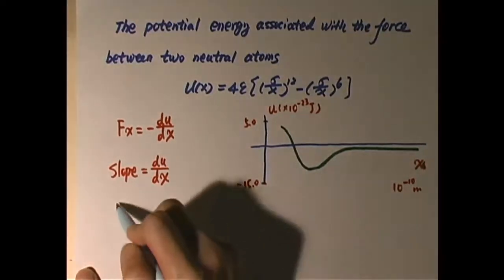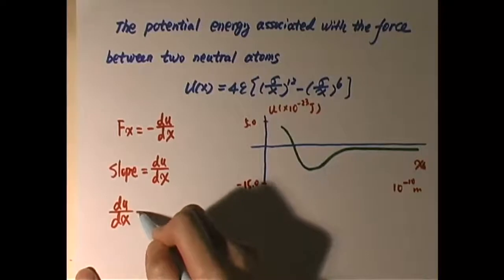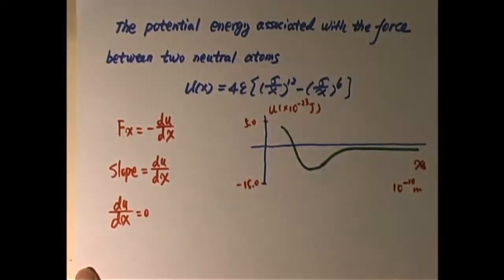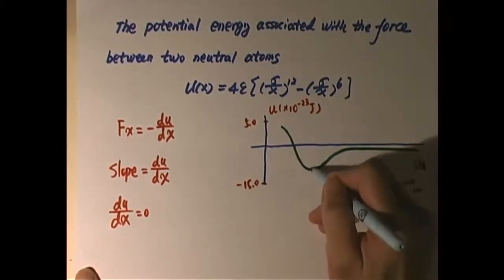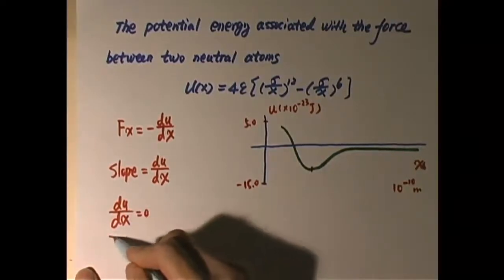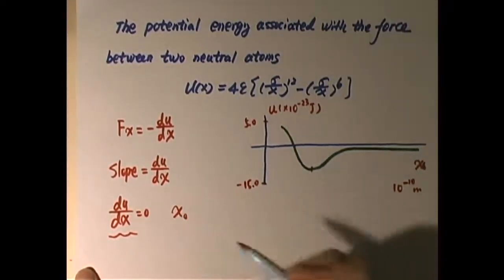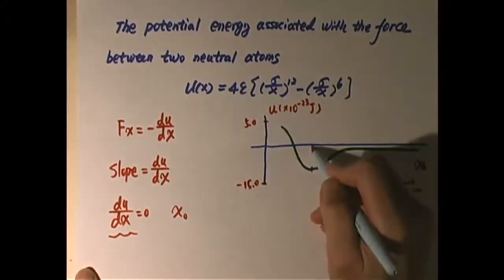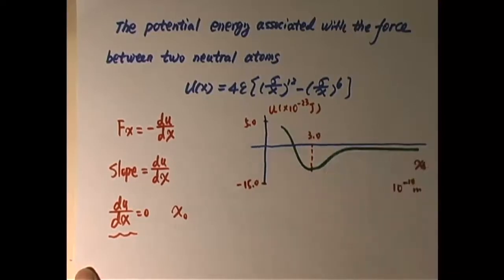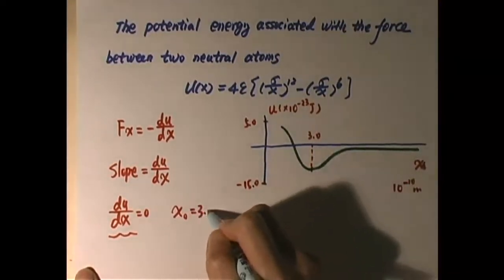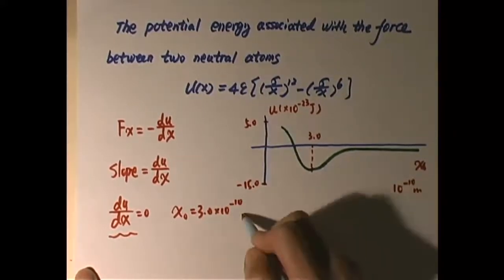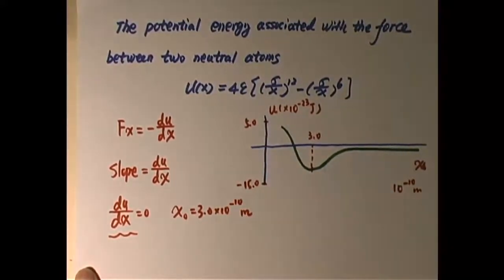We also learned that when dU dx equals 0, that is either a maximum or a minimum. In this case, we got a minimum, which is right here. Not only that, from here we solve for that particular x, let's name it x naught. The result comes out very close to 3.0 times 10 to the negative 10 meters. What does that mean?